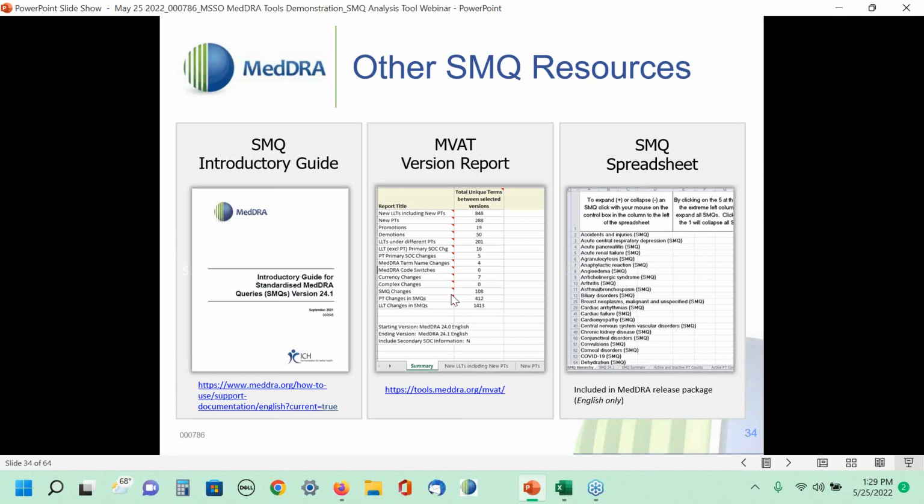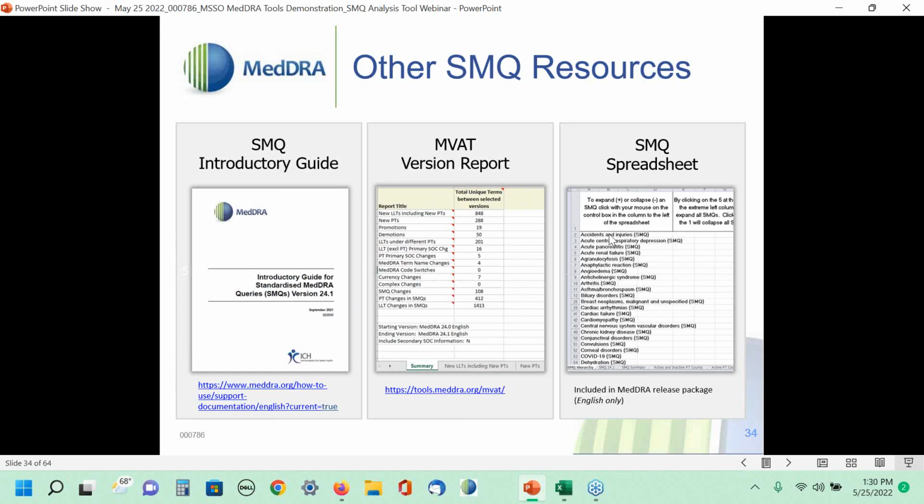The second thing you get in each release is a so-called version report, which is derived using the MedDRA Version Analysis Tool, or MVAT as we call it. And this is a screen that allows you to see what changes have occurred from one version of MedDRA to the next. And we see in this particular version report, 108 SMQ changes have occurred. And if we were to scroll here on the bottom and click on the tab for SMQ changes, we would be able to see on a spreadsheet page a summary of the SMQ changes.